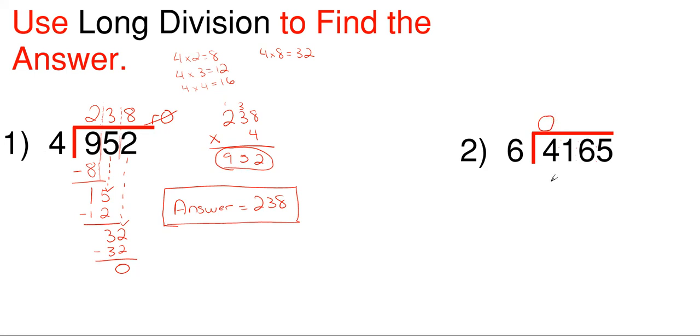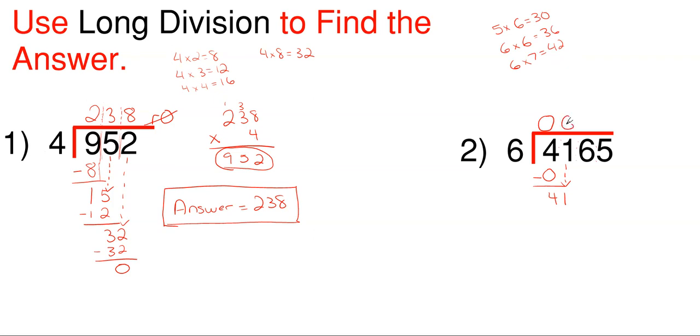And then 0 times 6 gives me 0. And then 4 minus 0 gives me 4. And just like before, we're going to drop our next number down. Instead of 4, now we have 41. So how many times does 6 go into 41? Well, 5 times 6 gives us 30. And then 6 times 6 gives us 36. And then 6 times 7 gives us 42. Well, the 42 is over the 41, so we have to drop back to 6 times 6.